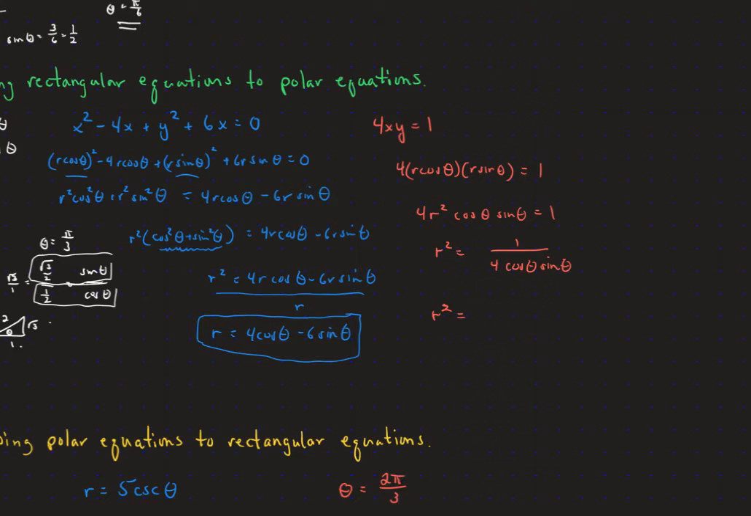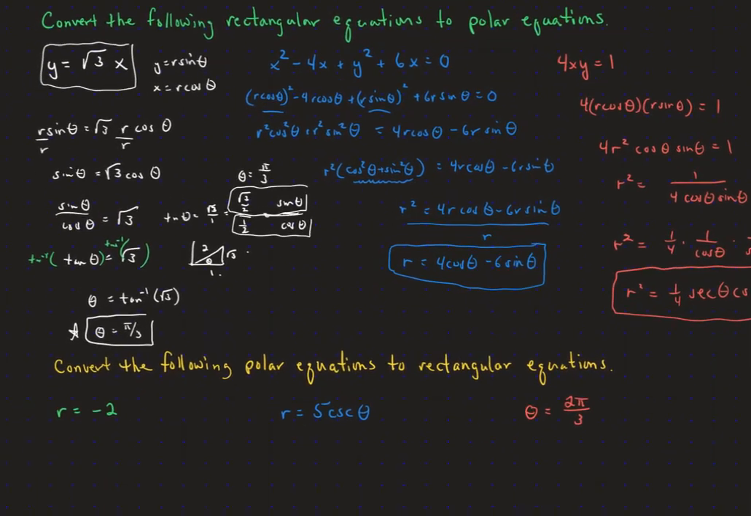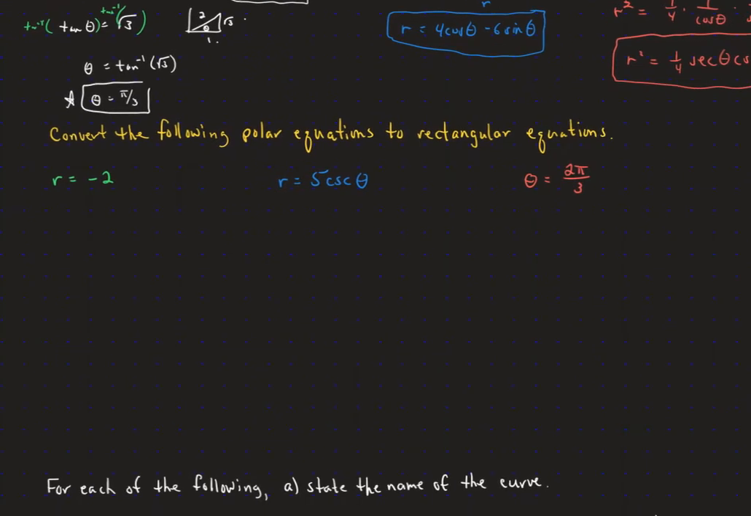But we want to split this 1 over 4 cosine theta sine theta and separate that and think of that as 1/4 times 1 over cosine theta times 1 over sine theta, because then we can say that the cosine theta is really a secant and the sine theta is a cosecant theta, and that's going to be our equation in polar form. Okay, I'm going to slide it back over and up, and we're going to go the other direction. So now we're going to convert these polar equations into rectangular equations.